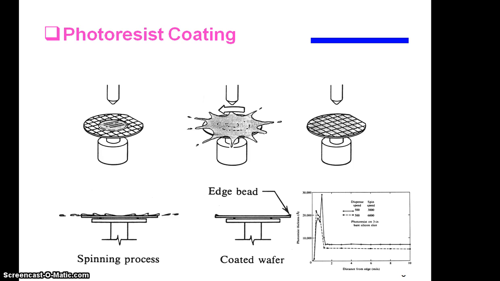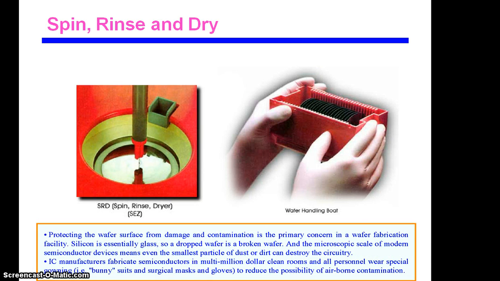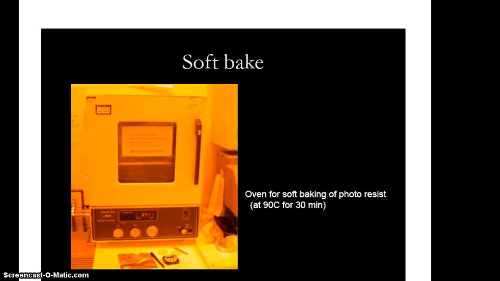Photoresist coating, which I have discussed: we put small droplets of the photoresist by syringe or any other means and spin it, so that it is dispersed over the whole surface of the silicon wafer. Then coating is done, spin, rinse and dry, and soft bake it. After spin coating, we soft bake it for 20 to 30 minutes at 90 degrees Celsius, depending upon the thickness of your photoresist.